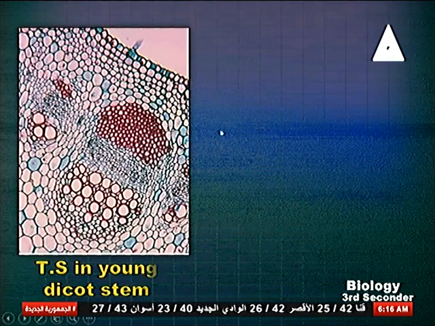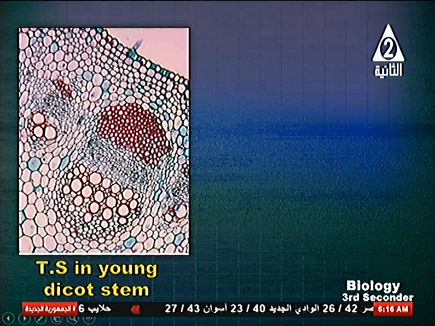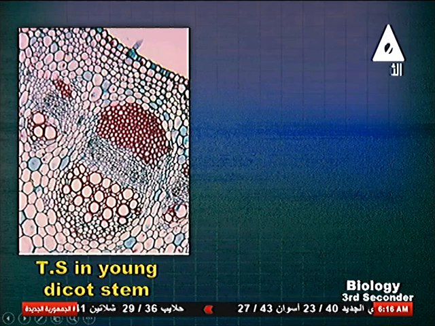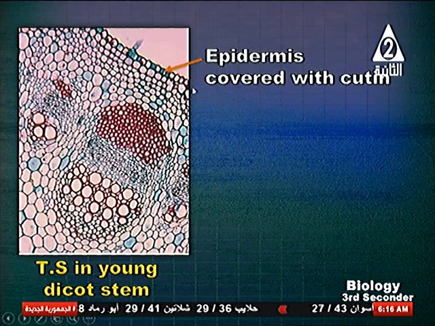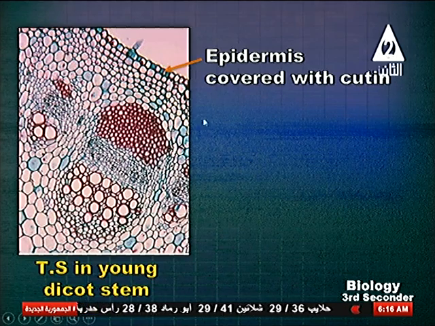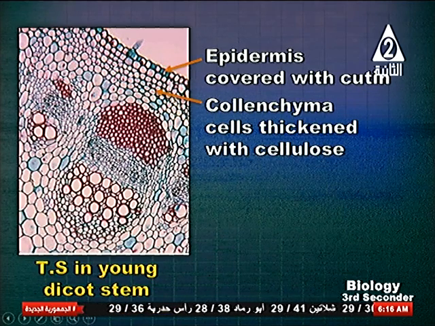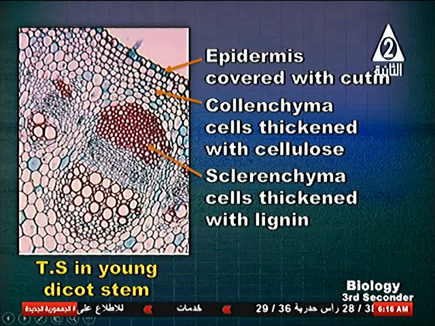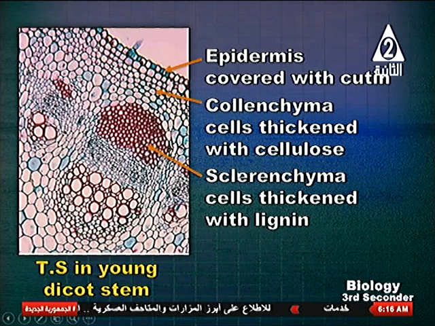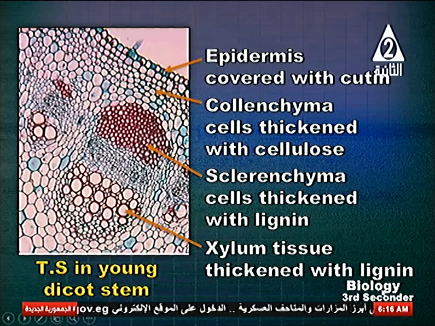Okay, this is a transverse section in a young dicotyledon plant. As we see here, it is an epidermal layer covered with cutin. Then it is collenchyma cells thickened with cellulose. Then it is sclerenchyma. Sclerenchyma forms the pericycle, thickened with lignin. Then it is the xylem tissue, thickened with lignin.